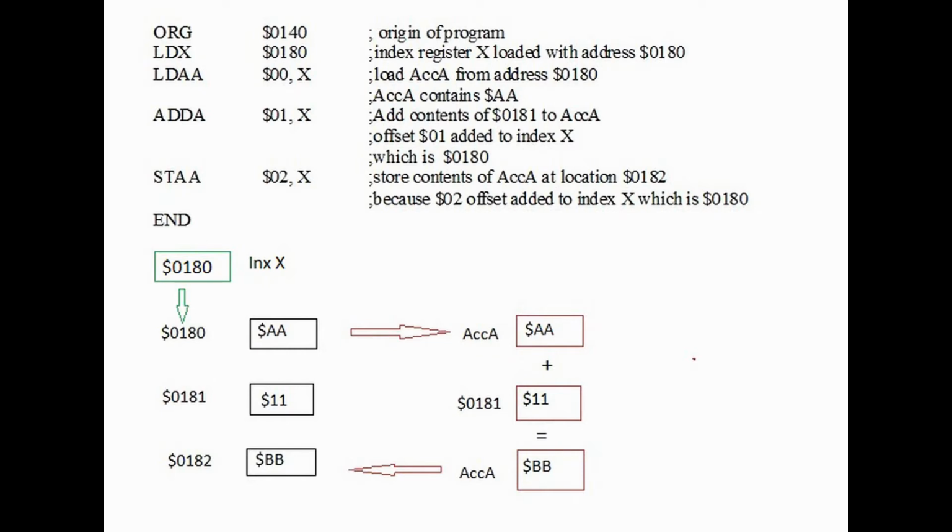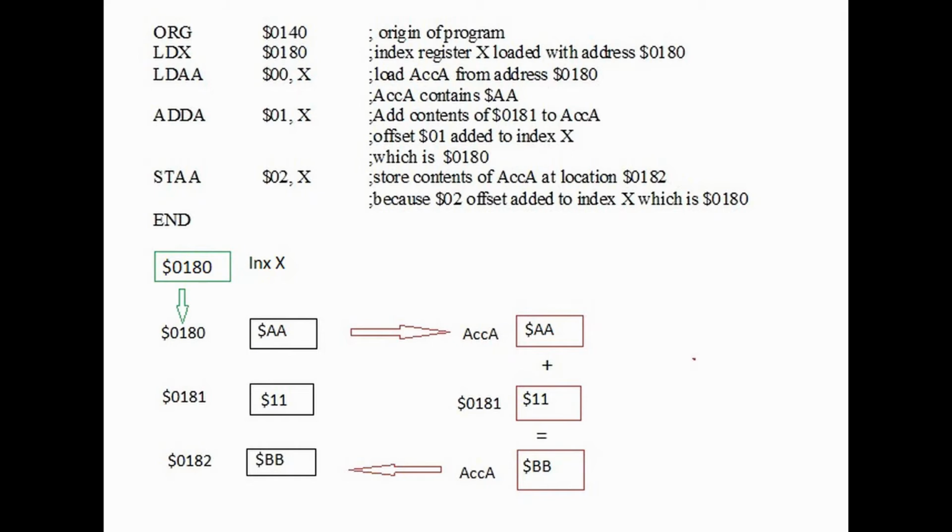We will assume that it had previously loaded memory location 0180 with the hexadecimal number AA, and then also 0181 is loaded with 11. Now we will load accumulator A with the contents of memory location 0180, or in other words, the memory location index register X plus 0 offset.